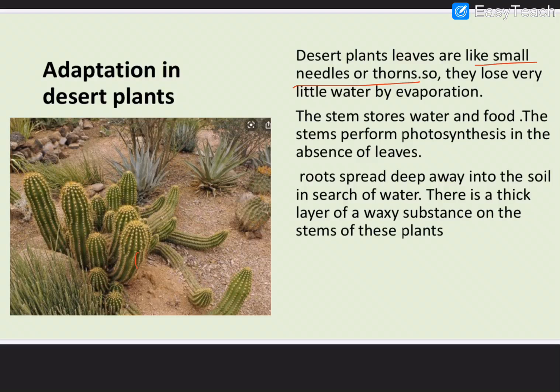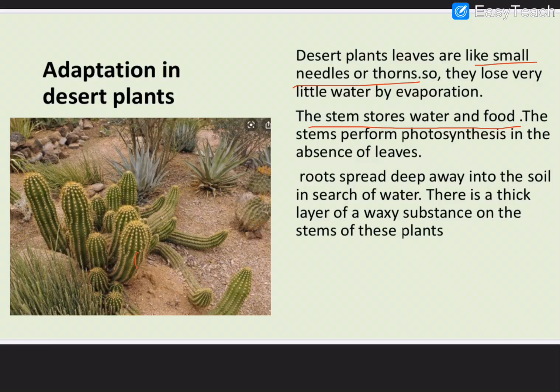So in desert plants, you cannot see greenery full of leaves like in a forest, because their leaves are modified, adapted, changed into thorns. So these thorns are the leaves of the desert plants. So they lose very little water by evaporation. To save them from losing water by evaporation, the leaves of the desert plants are modified as thorns, so they do not lose any water to evaporation in sunlight. And also the stems store water and food.